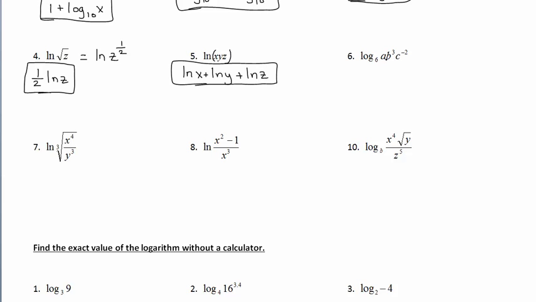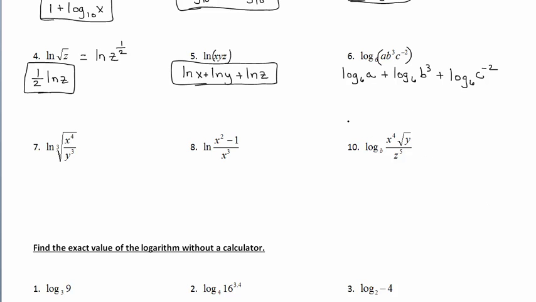All right, problem 6, I have some factors, I have some powers, I don't have a quotient. Looks like I'm going to be able to use a couple of different properties. To start with, let's go ahead and use the product property, and then we'll deal with the power property. So log base 6 of a plus, b cubed's a factor, log base 6 of b cubed. C to the negative 2 is a factor, so another plus, log base 6 of c to the negative 2.